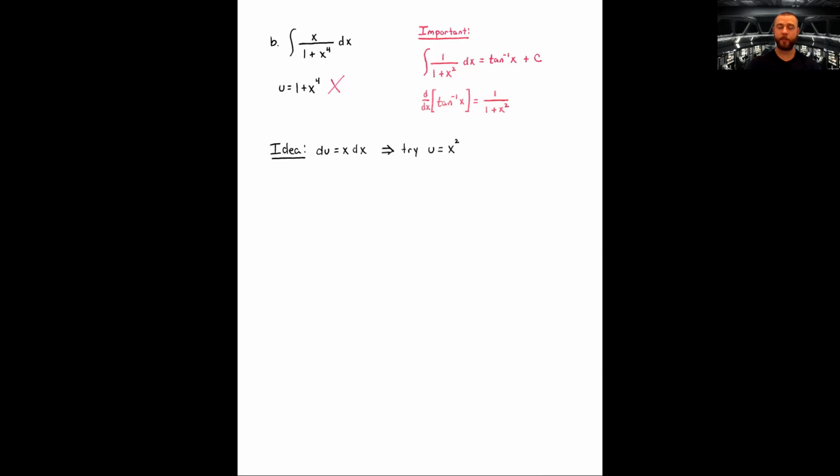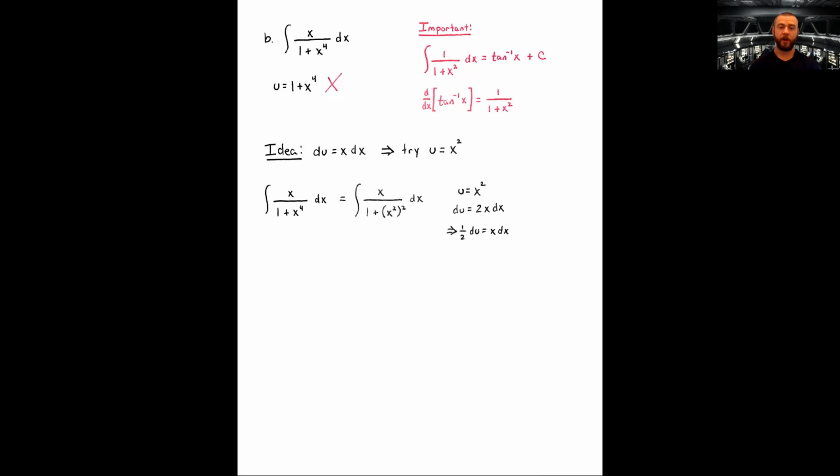Now, how do we actually incorporate this idea of trying the substitution u equals x squared with this hint about using the antiderivative of 1 over 1 plus x squared being inverse tangent? Well, let's go ahead and rewrite x to the fourth in the denominator as x squared squared. Now you might be able to see why that substitution u equals x squared comes in.